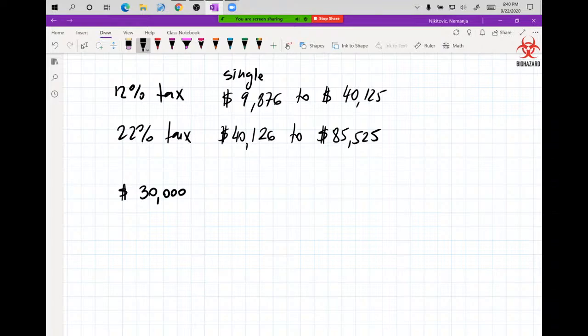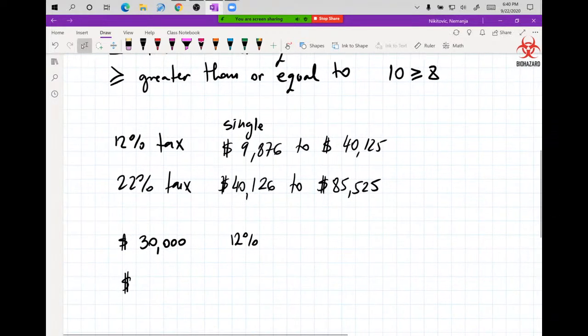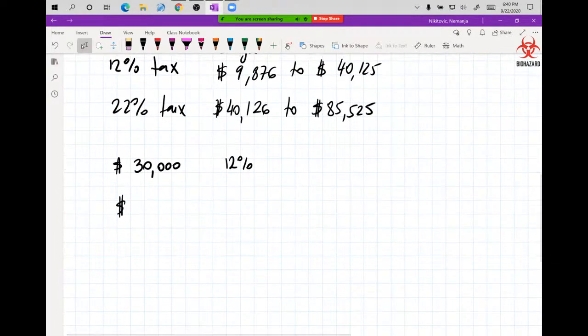What is the tax rate for you if you made 30,000? 12%. And if you made, let's say, you are an entry-level electrical engineer, you made 73,000 in a year, what's your tax rate? 22%. Right? So how do you know this?